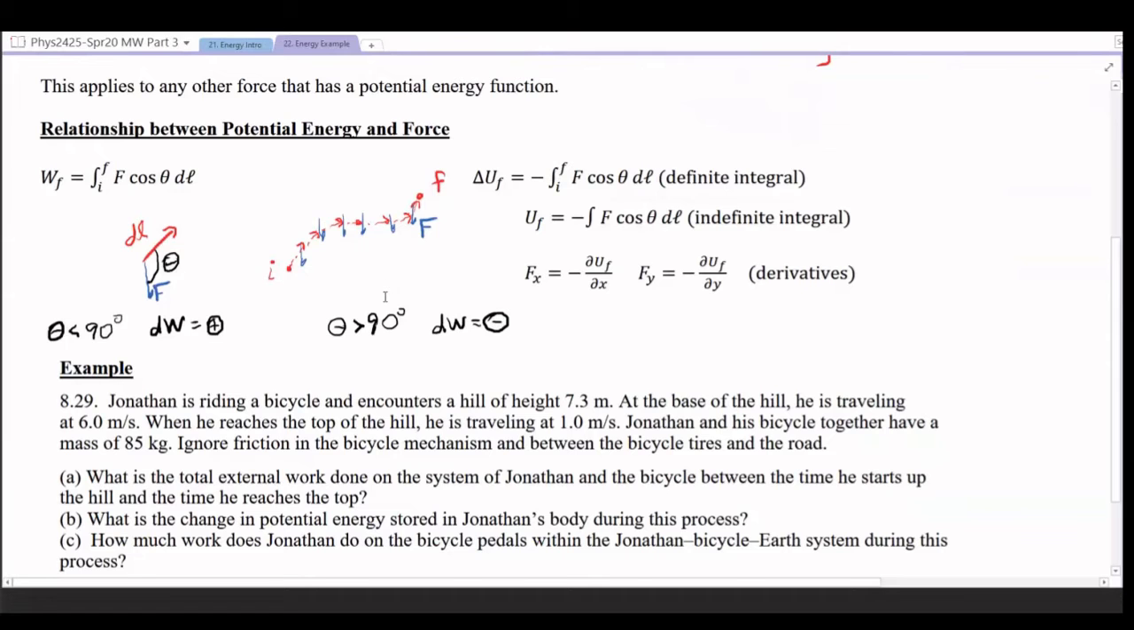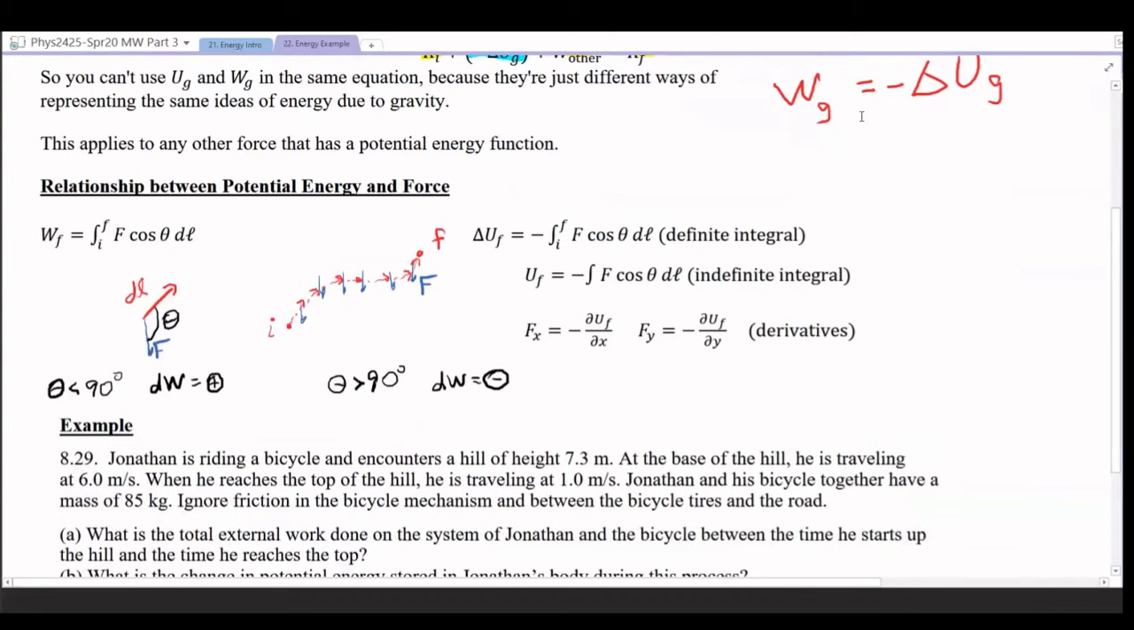Now I wanted to relate that to what I just talked about up here, that work is minus the change in potential energy. So that means if you have this nifty integral that you can use to calculate the work due to a force, I guess my force is capital F, then you can use the exact same integral to calculate the change in potential energy. It's just that you have to use the negative integral.